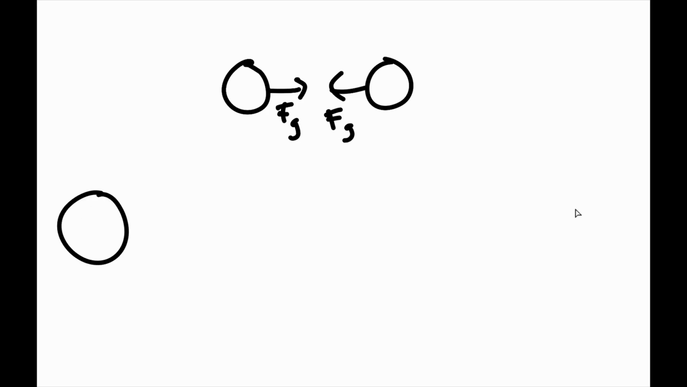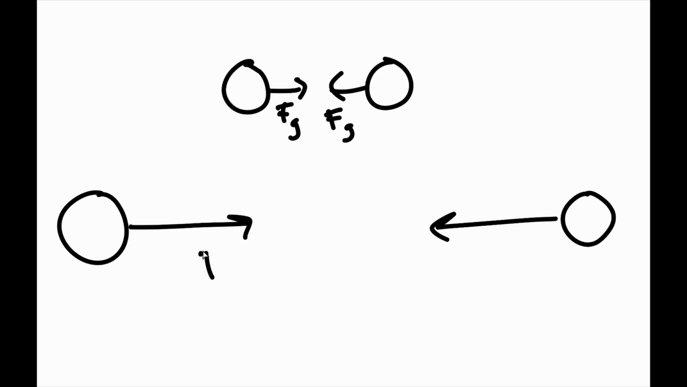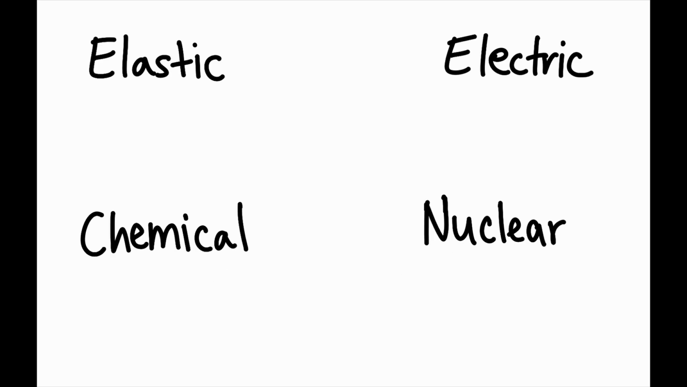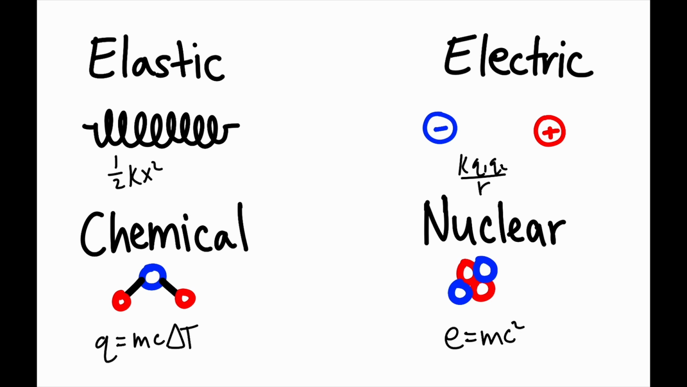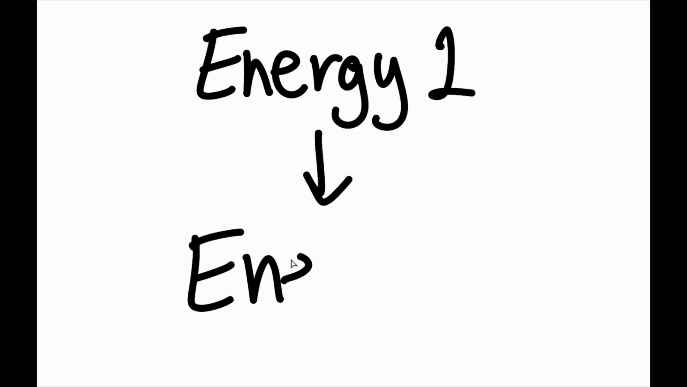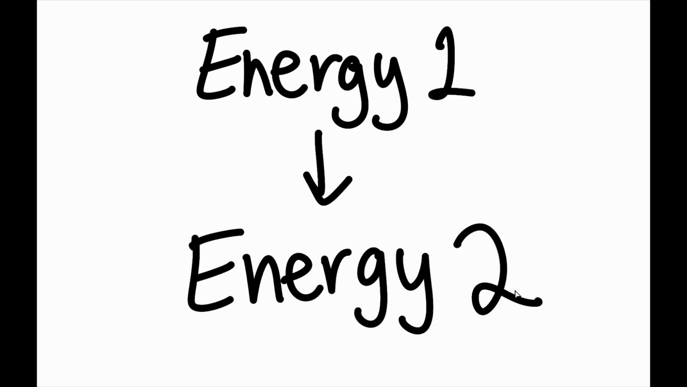For example, all objects exert gravity on each other, and this force depends on how far away the objects are from each other. So they have gravitational potential energy depending on their arrangement. Other types of potential energy include elastic potential energy, electric potential energy, chemical energy, and nuclear energy. In order to use this energy, we have to convert it from one form into another. Let's look at some different ways that we can use this conversion of energy.